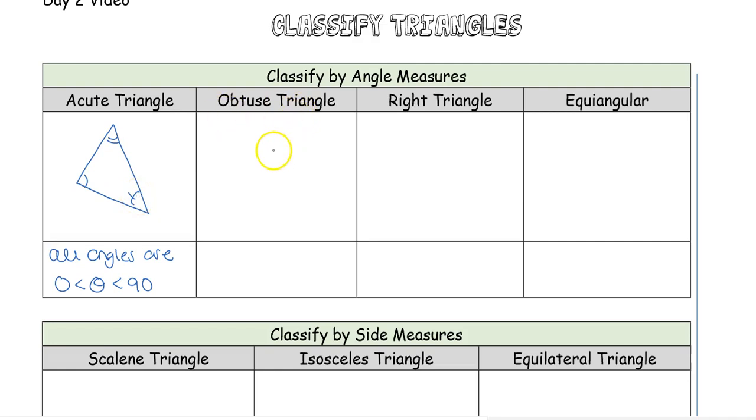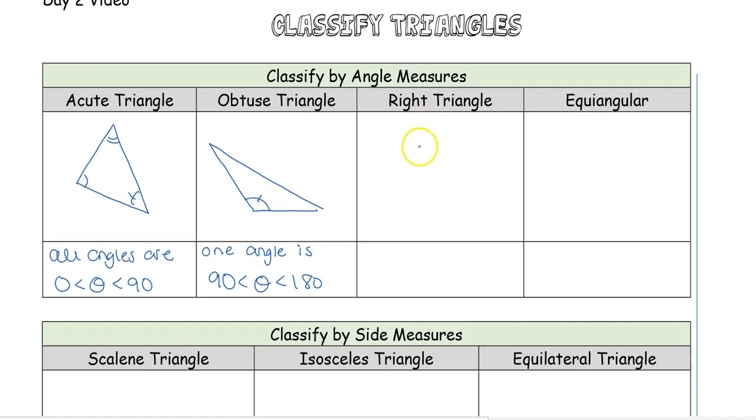An obtuse triangle, we think about our obtuse angles. If it's an obtuse triangle, that means we're going to have one of those angles be an obtuse angle. So one angle is going to be obtuse, and if it's obtuse, that means it's going to be between 90 and 180. Again, a review from our previous unit. In order for the triangle to be obtuse, we have to have one obtuse angle. We're never going to have more than one. We're only going to have exactly one obtuse angle.